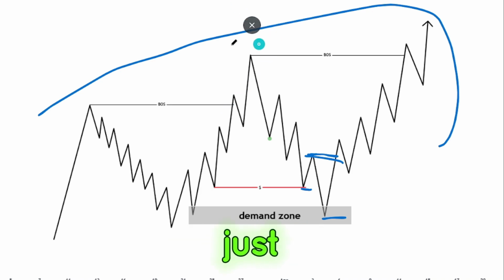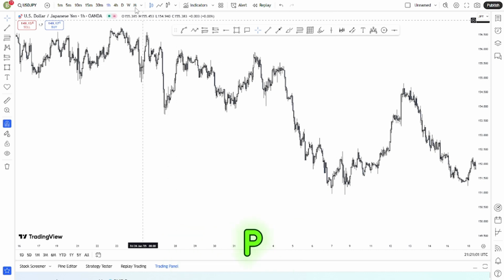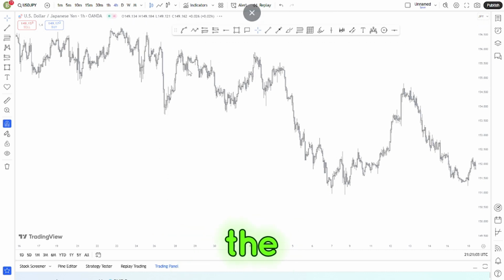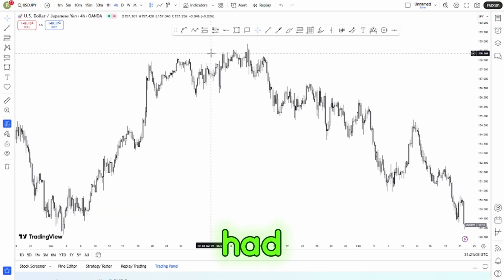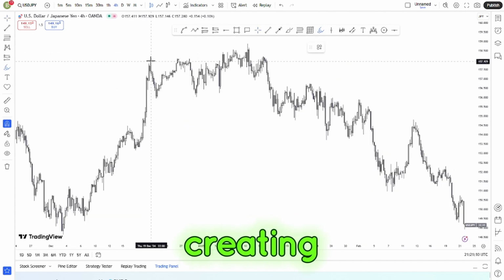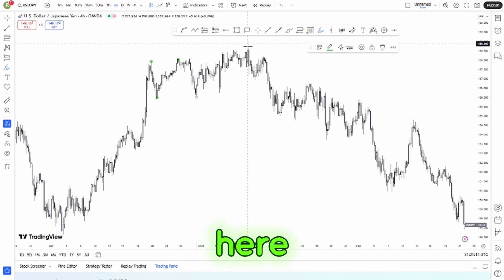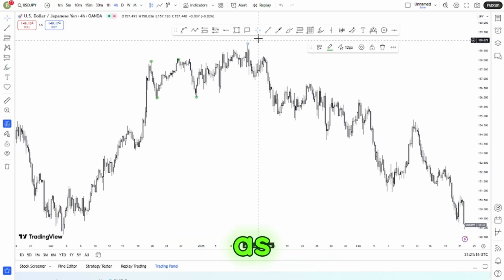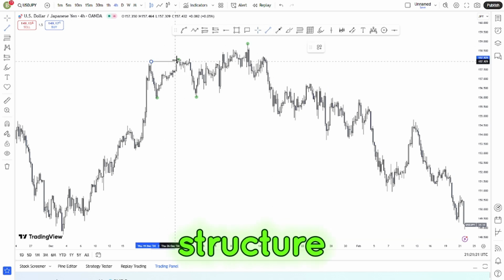Now, let me just show you on the live charts. So guys, for this particular example, I'll be using USDJPY, and we can start off on the 4-hour time frame. And as you can see on the 4-hour time frame, we had the market pushing to the upside, creating those higher highs and higher lows within this point here. And we had a change of character. As you can see from this point, we had a break of structure here, break of structure within this point.